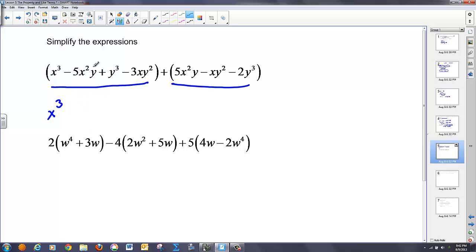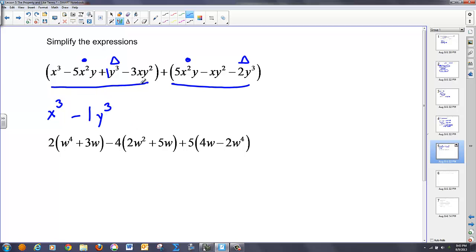Do I have any x squared y's? Well, notice this term and this term are x squared y. I have a negative 5 and a positive 5, which is 0, so these reduce out. Next, I look for y cubes, and I notice I have a y cubed here and a y cubed here. I'm going to add the coefficients, so I have a 1 as my first term, and a negative 2. If I add 1 plus negative 2, I get negative 1, and I'll just write negative 1 y cubed.